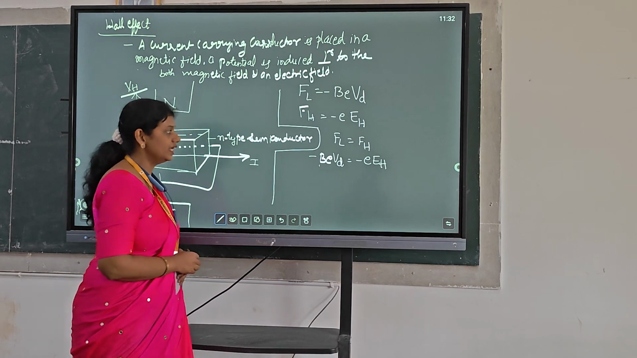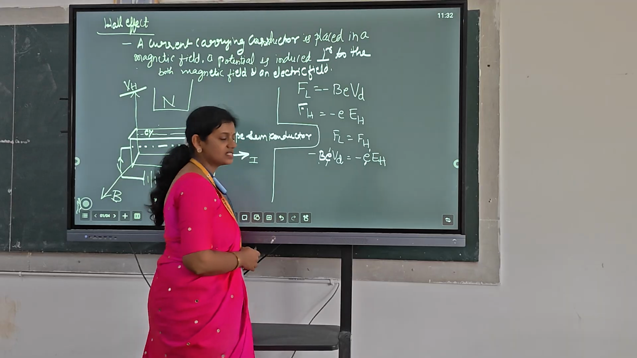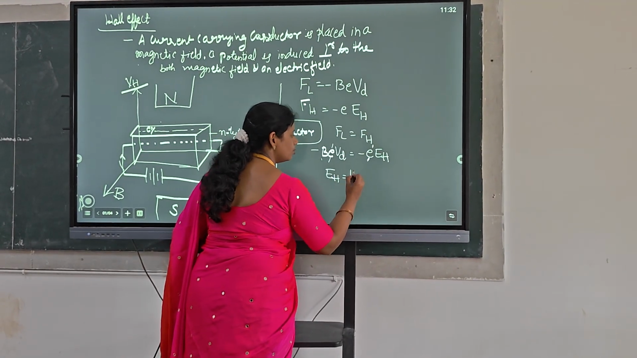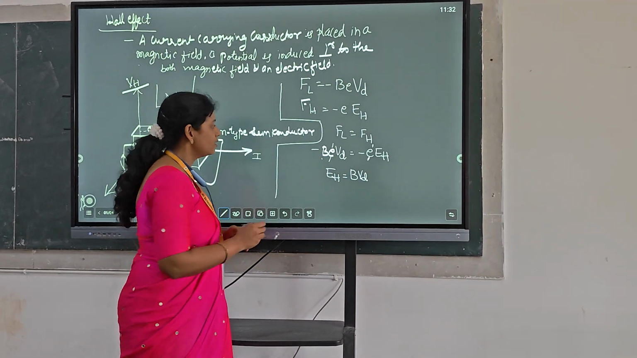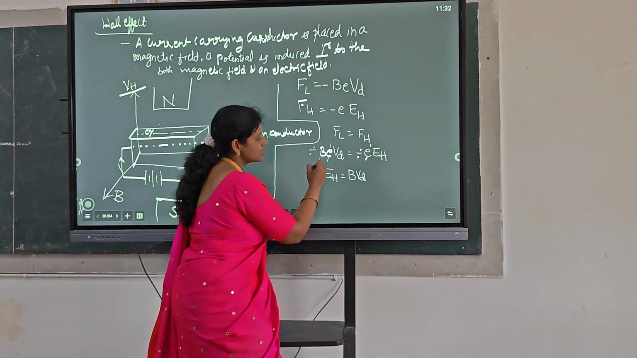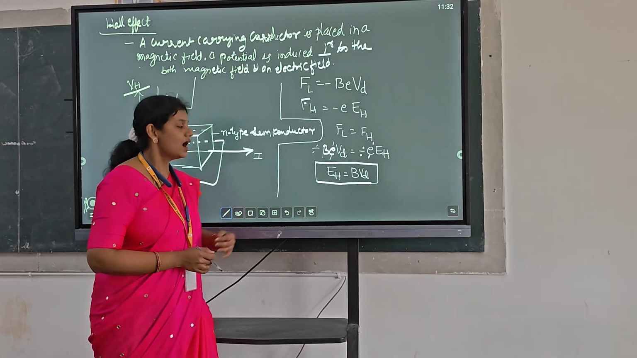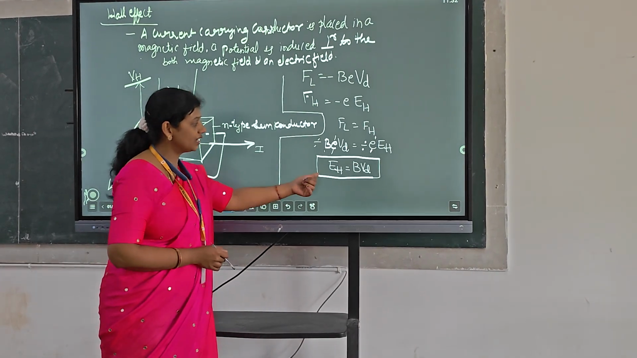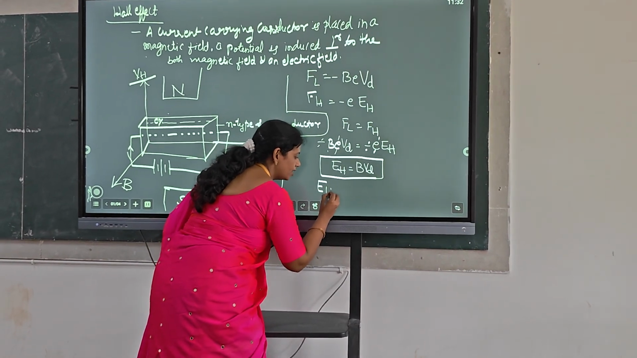Now see here, the charge of an electron will cancel on both sides. What remains is EH is equal to B into VD, where VD is the drift velocity. The negative signs cancel each other, which I am skipping here. So the remaining expression is the Hall electric field, the applied electric field.